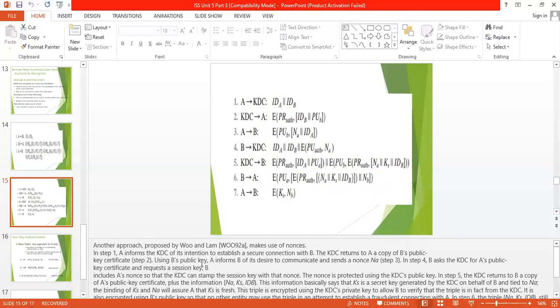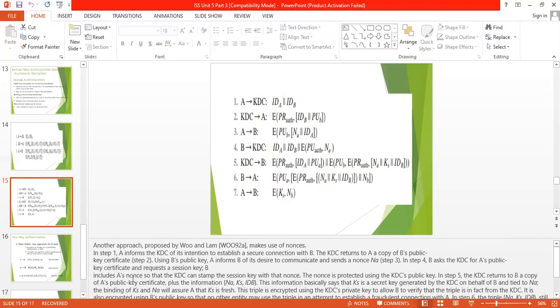The KDC returns to A a copy of B's public key certificate. Using B's certificate, A informs B of its desired communication and sends a nonce NA. In step 4, B asks the KDC for A's public key certificate and requests a session key.